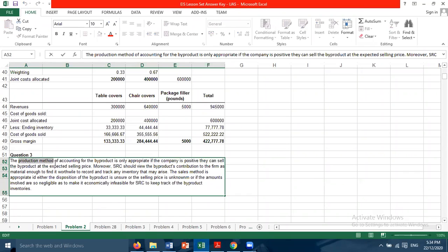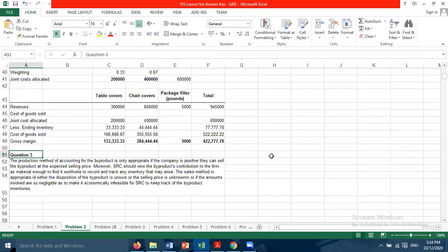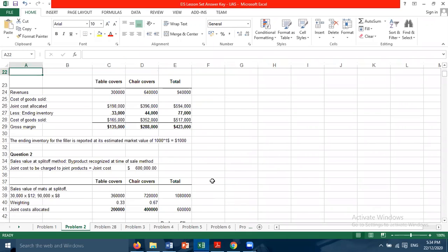So what this means is that the production method tends to be used only when we can predict, or when we are sure, that the expected selling price will be the actual selling price. However, the sales method is more appropriate when we are unsure, or the selling price of the byproducts is unknown, or if the byproduct is immaterial or negligible. Okay, so that's a little bit on when to use the production method or the sales method.